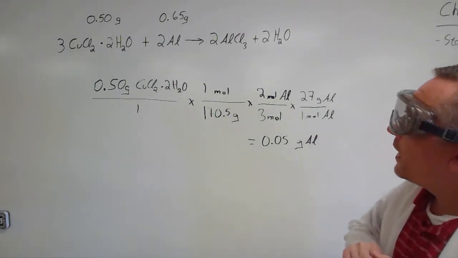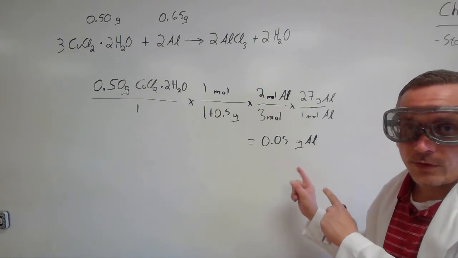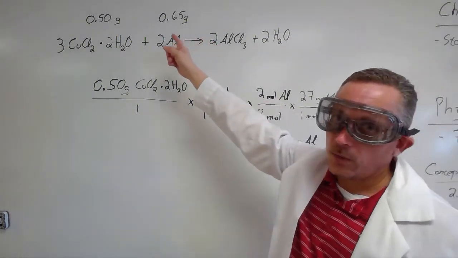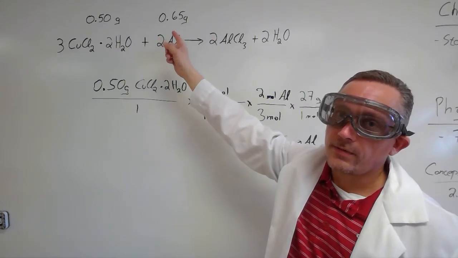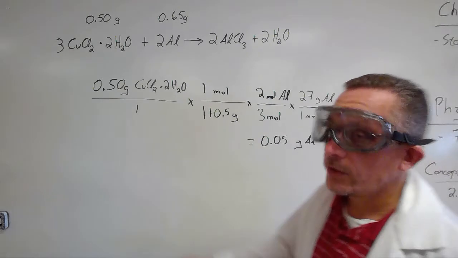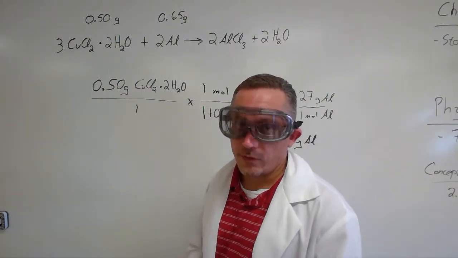Okay. So now I asked myself, if I'm going to use 0.05 grams of aluminum, did I have that much to start with? And oh yeah, I had way more than that. I had 0.65 to start with. So which one is the limiting reactant? It should be this copper chloride. It should be the limiting reactant.